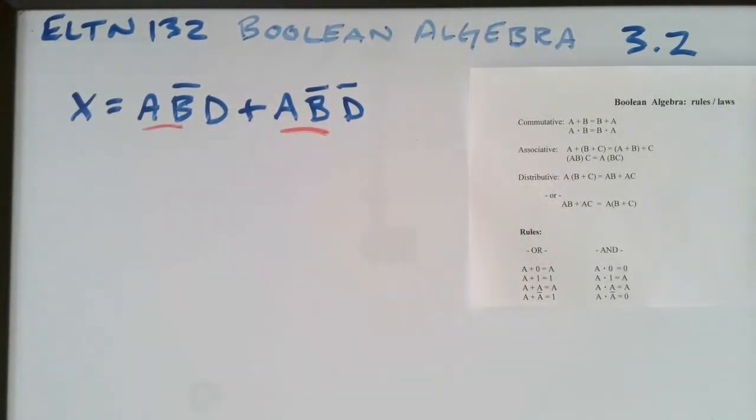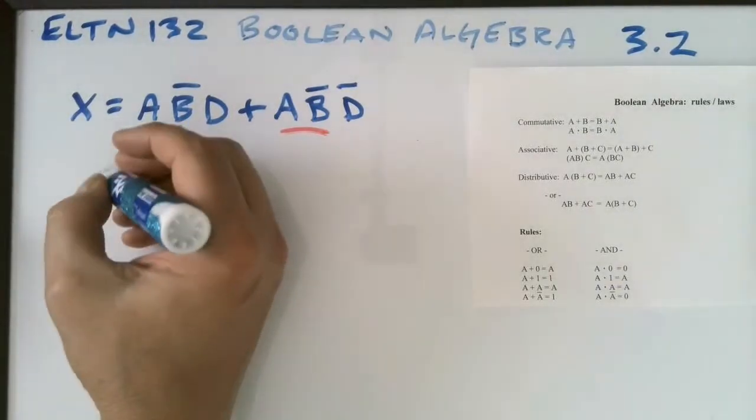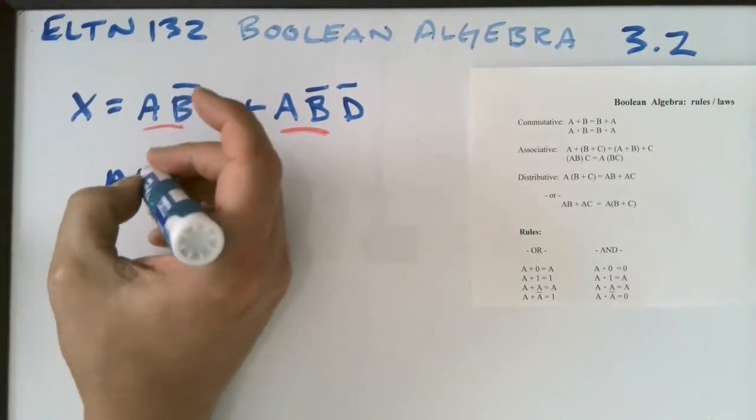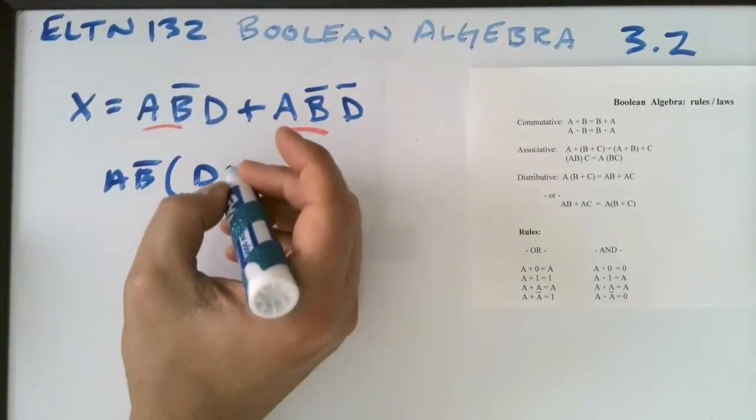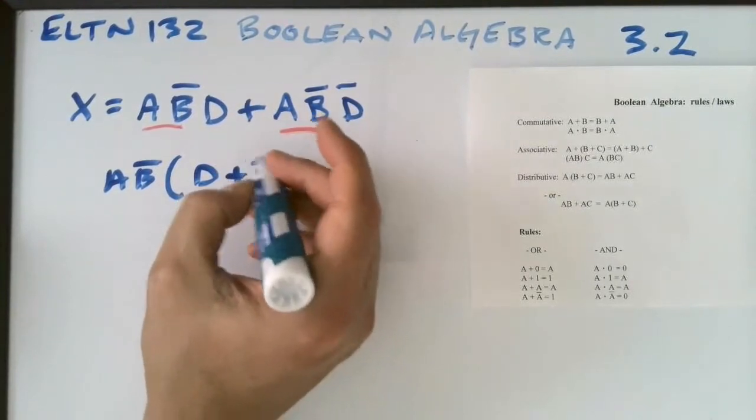Now, you'll have to pardon me, sometimes instead of saying A and B naught, I'll say AB naught, because that's kind of the way you would look at it. But it's probably more proper for me to say A and B naught. Okay, so we can factor that term out of the equation and write it like this: A, B naught, ANDed with D or D naught.